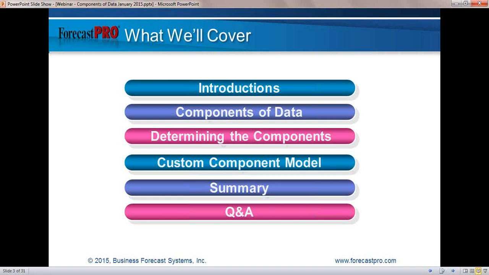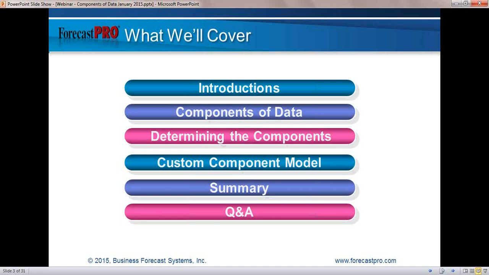But here's how we're going to spend our time. We'll start off by really surveying the different components that are present in data, and we'll look at a lot of examples. And we'll talk about both the form of the components as well as their stability. And so you'll get a feel for this as we go through.